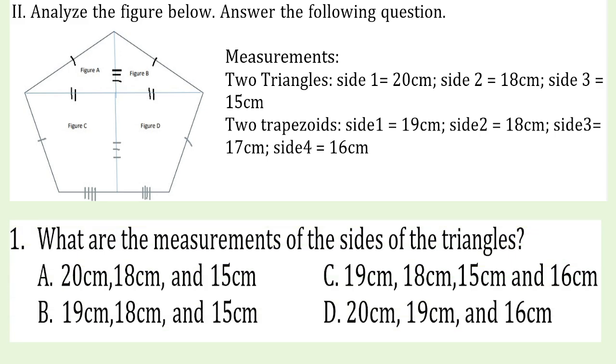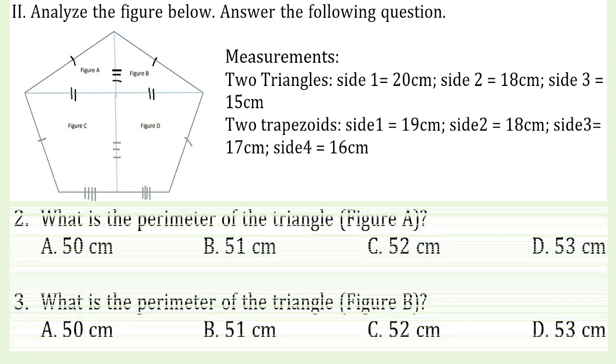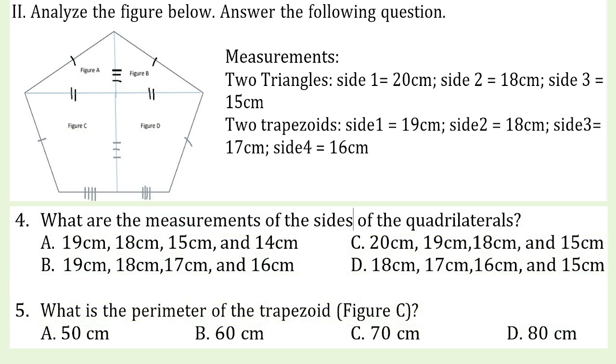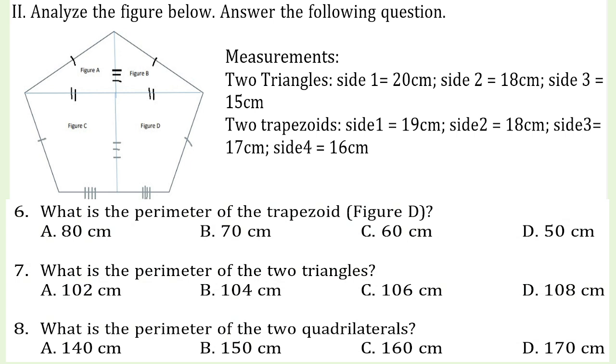Number 1. What are the measurements of the sides of the triangles? Number 2. What is the perimeter of the triangle figure A? Number 3. What is the perimeter of the triangle figure B? Number 4. What are the measurements of the sides of the quadrilaterals? Number 5. What is the perimeter of the trapezoid figure C? Number 6. What is the perimeter of the trapezoid figure D?